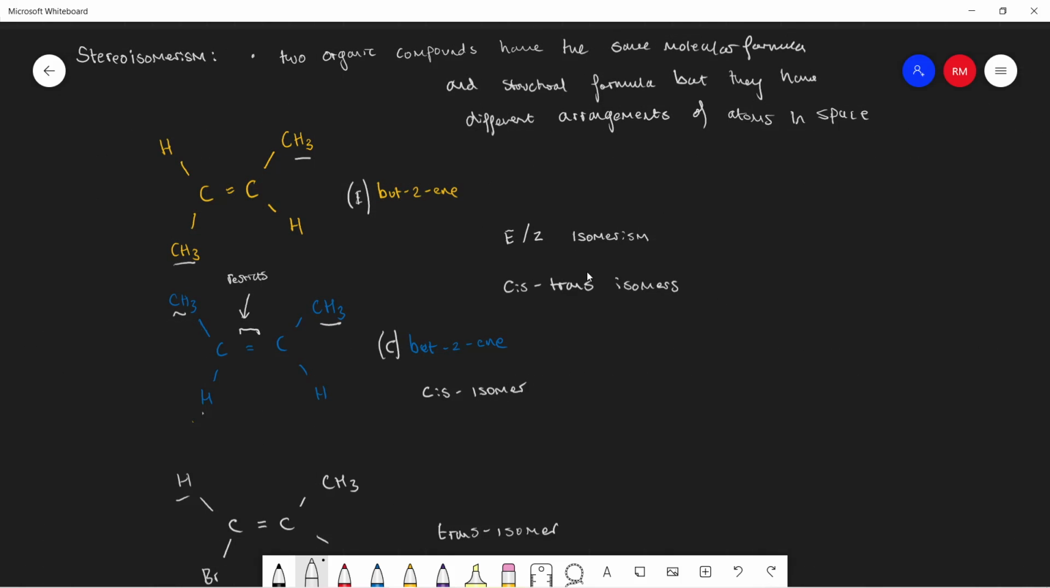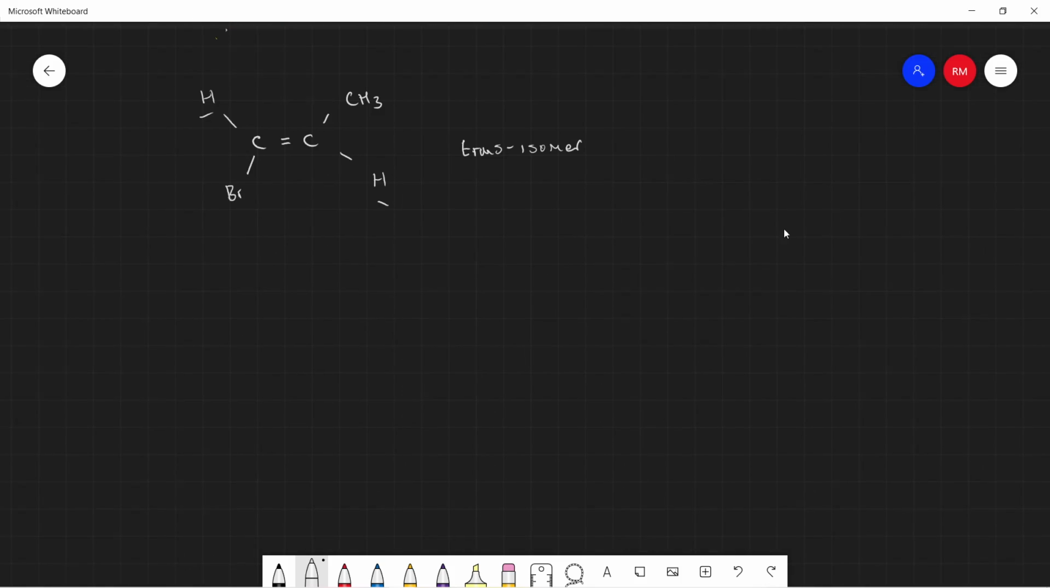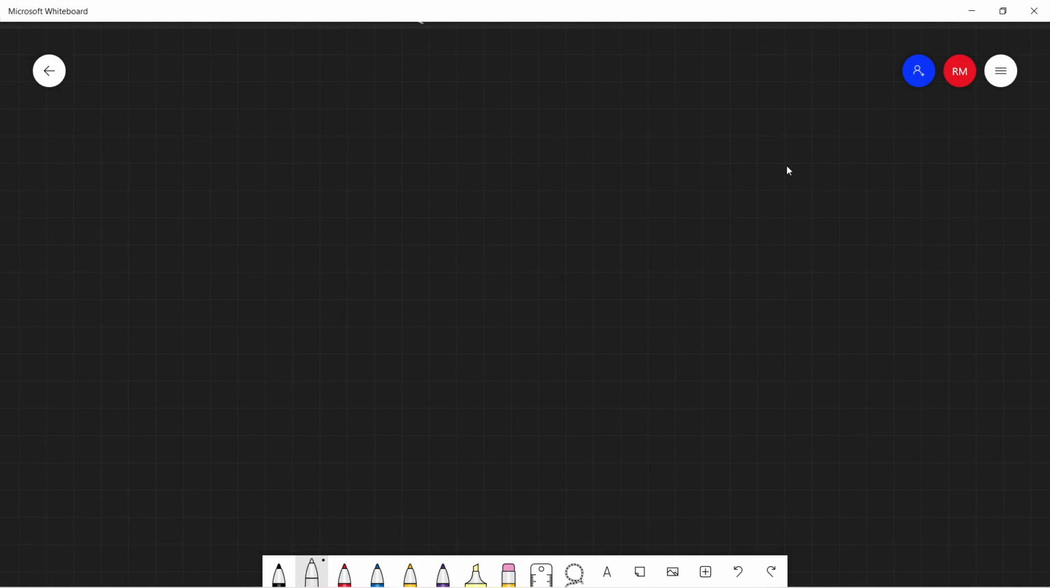So I've drawn a C here. This is supposed to be a Z, and Z is obviously the same side, and E, just remember, for opposite side. Now I want to look a little bit deeper into EZ isomerism here.